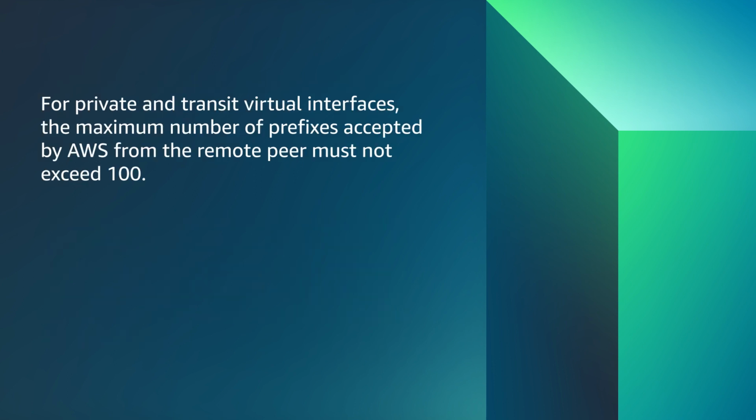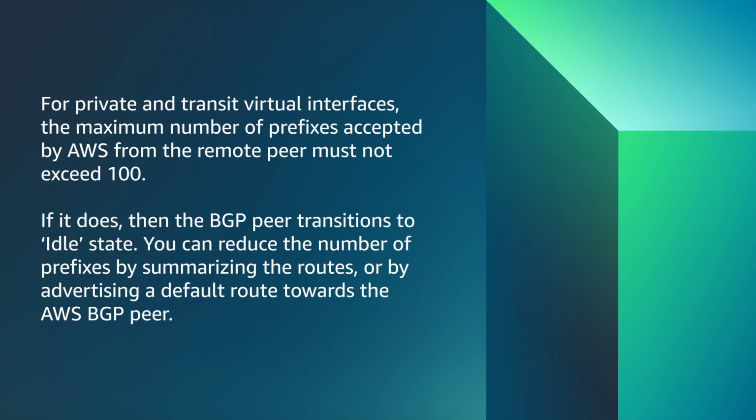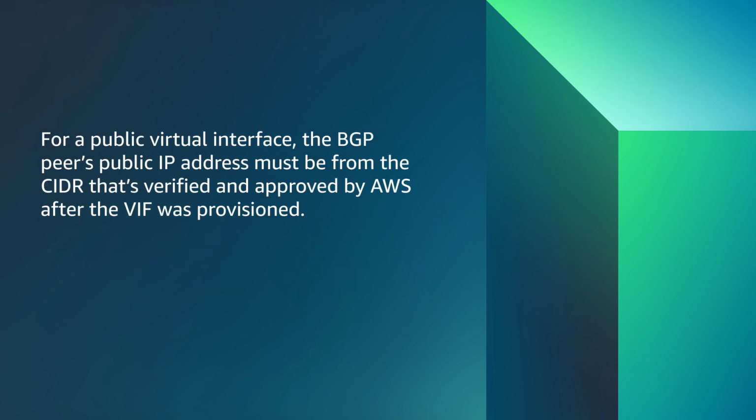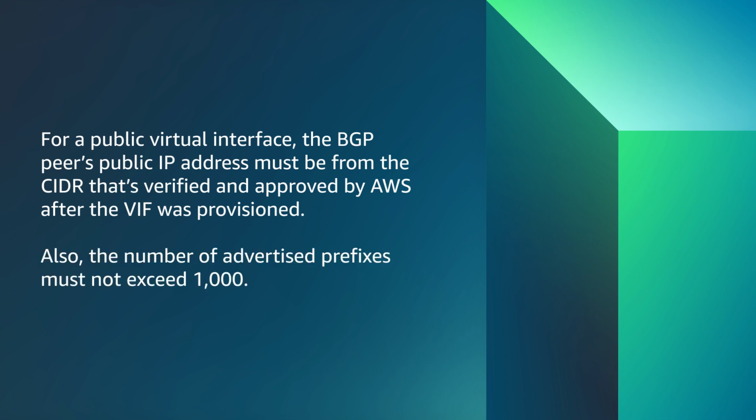For private and transit virtual interfaces, the maximum number of prefixes accepted by AWS from the remote peer must not exceed 100. If it does, then the BGP peer transitions to idle state. You can reduce the number of prefixes by summarizing the routes or by advertising a default route towards the AWS BGP peer. For a public virtual interface, the BGP peer's public IP address must be from the CIDR that's verified and approved by AWS after the VIF was provisioned. Also, the number of advertised prefixes must not exceed 1000.